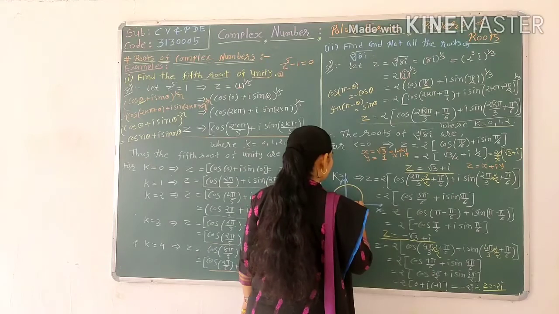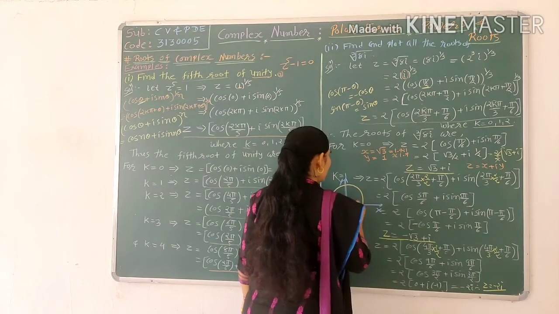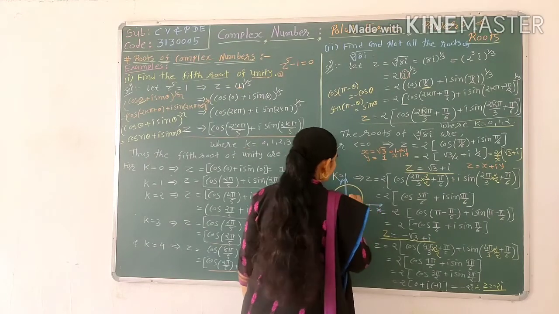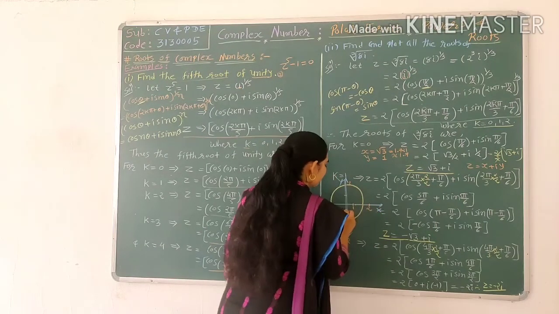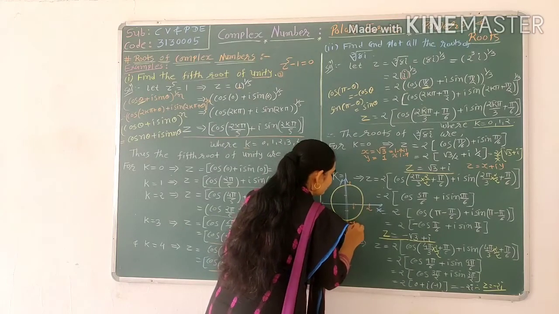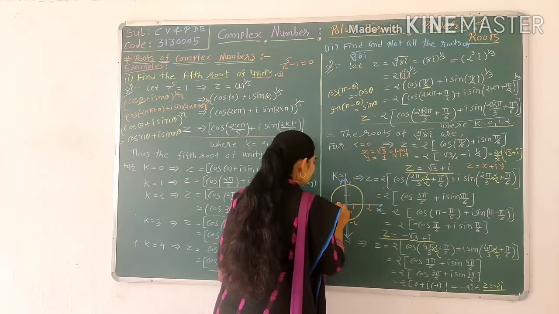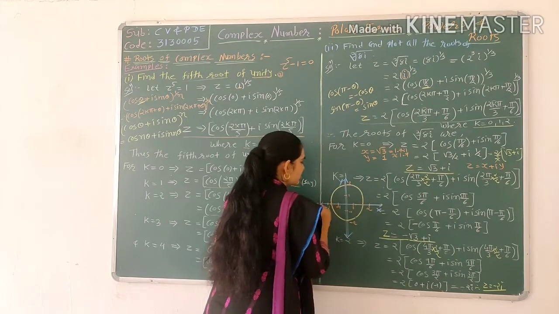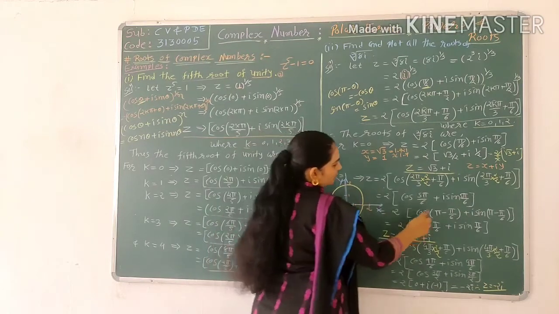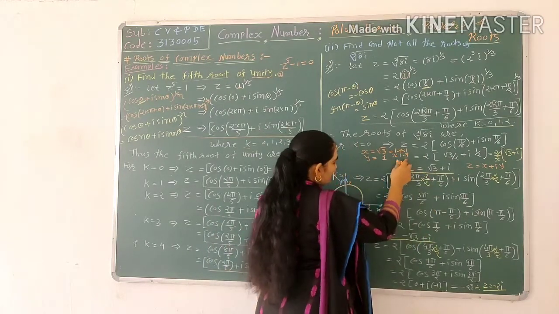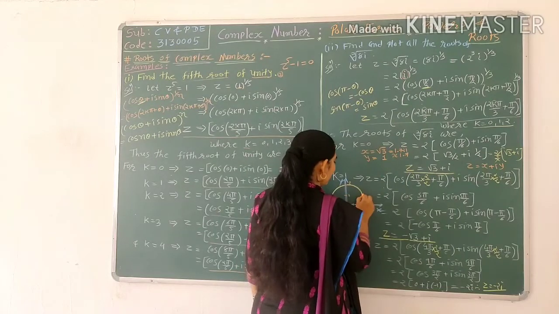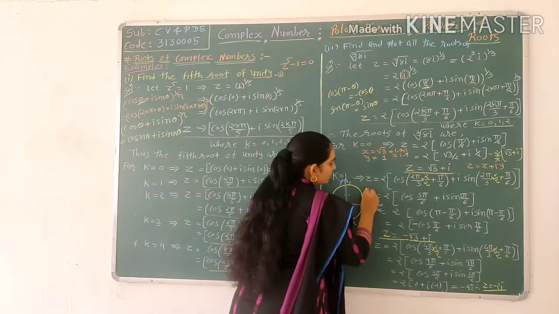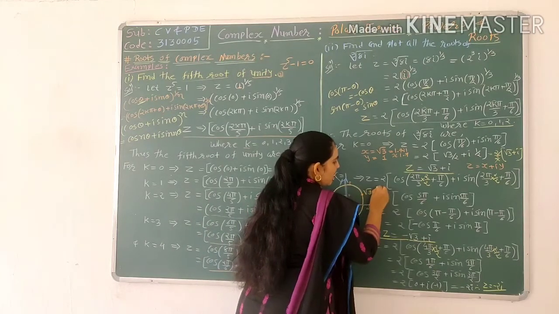Suppose here 1.7, and on the axes 1, 2, and minus 1, minus 2. That means this is your 1.7. Okay. Now the first point is 1.7 and 1. Therefore, this point is root 3 + i.